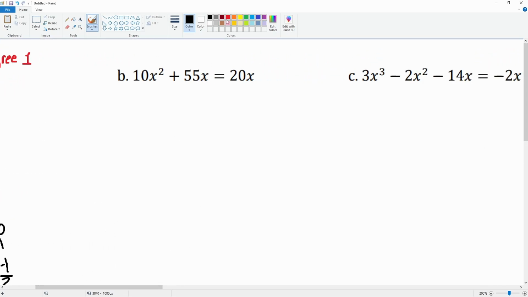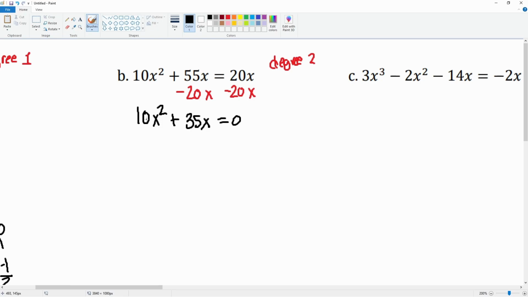Let's look at B here. First of all, notice this is a degree 2. The fact that it's degree 2 requires you to factor in some way. So we want this to be equal to 0. Subtract 20x from both sides. This now leaves you with 10x squared plus 35x is equal to 0.